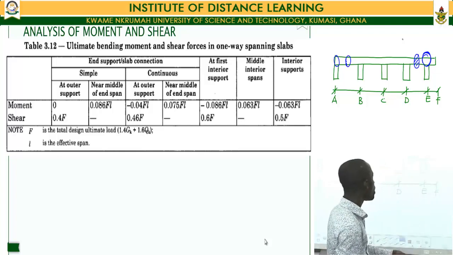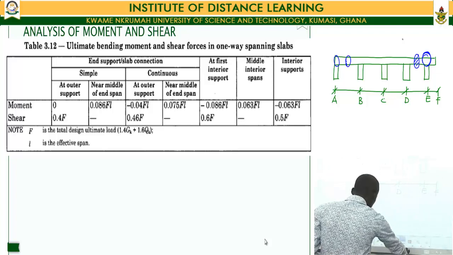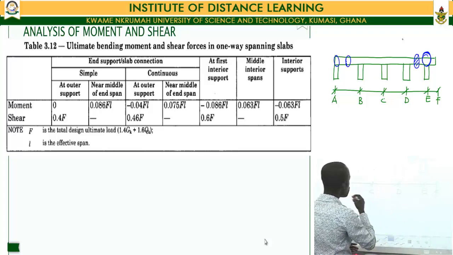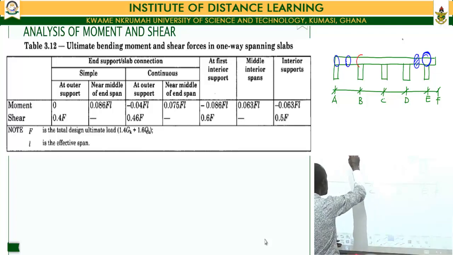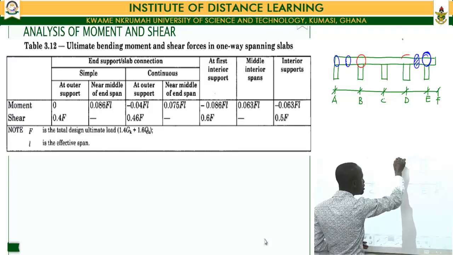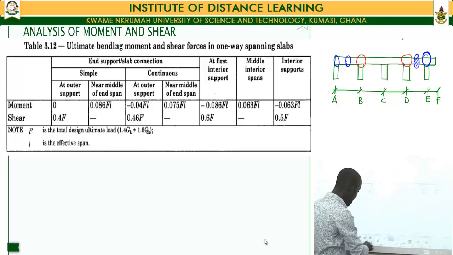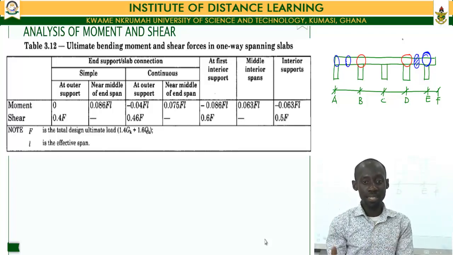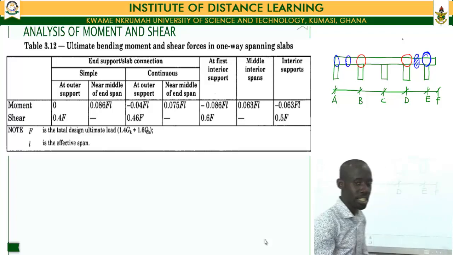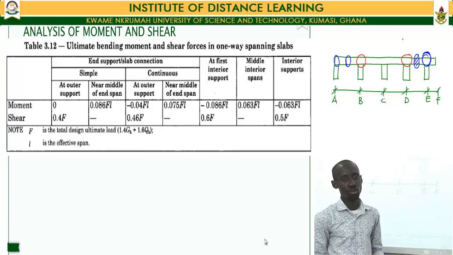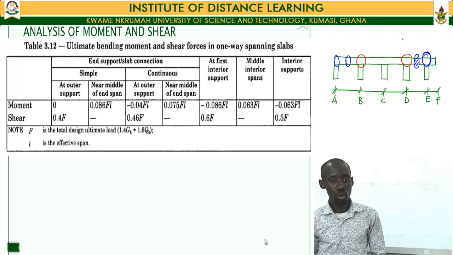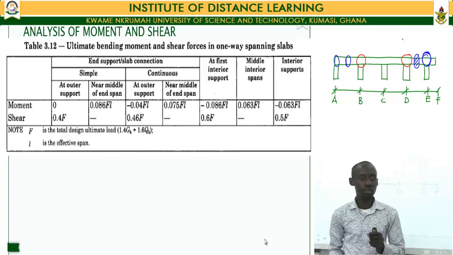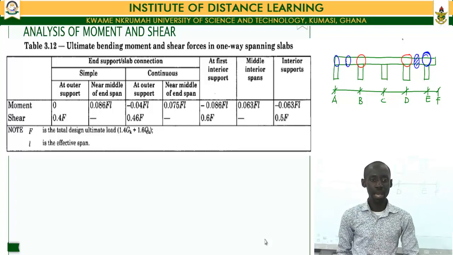And the first interior support for a one-way slab is making reference to the first support that you come across having moved away from your end support. So then we'll be considering our support point B and our support point D. These two qualify as our first interior support. And at our first interior support, you are being told by the BS code that our moment would be equal to 0.086 FL, or 0.086 multiplied by our total design ultimate load and by our effective span.